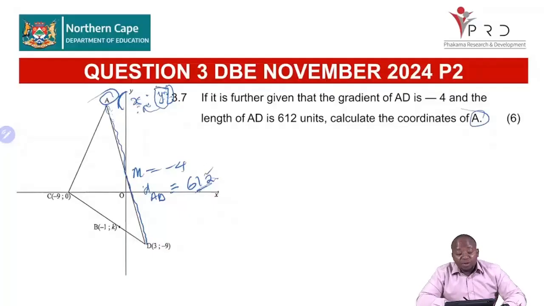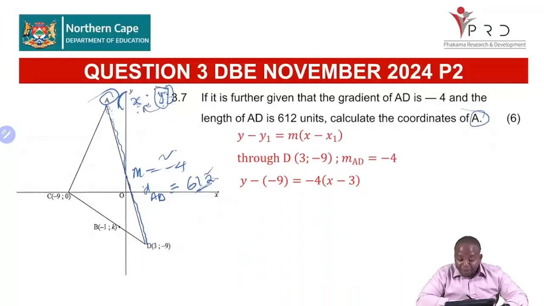So the first thing that I can do in this case, I can work with the equation of dA because I already have the gradient. So I can find the equation of dA. Then I'm going to substitute the y into the coordinates of A. So this is what I mean. I will find the equation of dA.